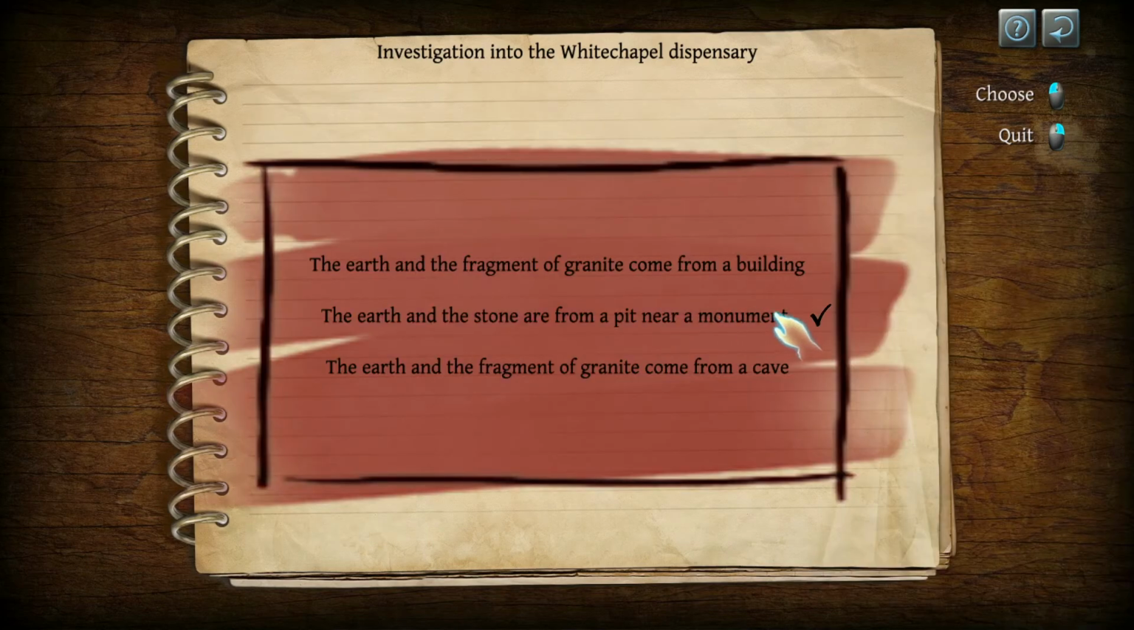The earth and the fragment of granite comes from a building. The earth and the stone are from a pit near a monument. The earth and fragment of granite come from a cave. Where did you get the cave from? But again, we are talking about pit, and so it should be this.